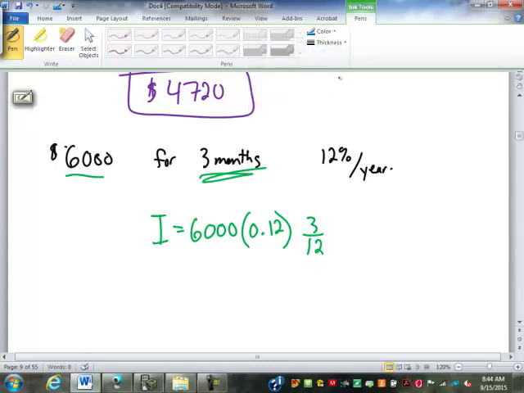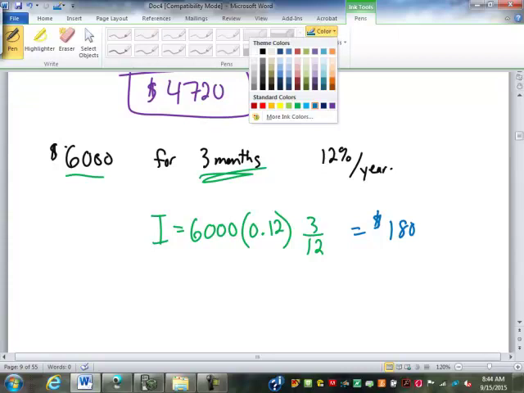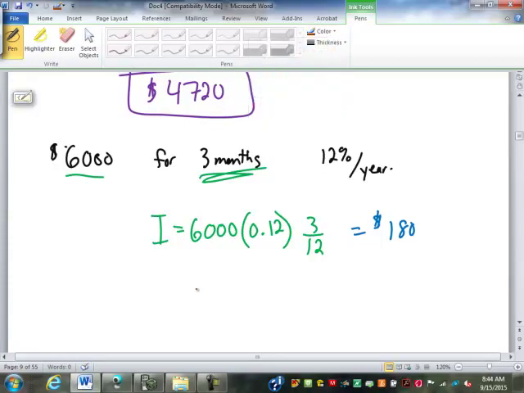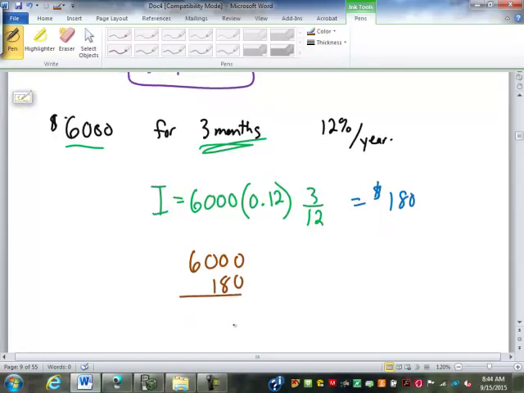So if I multiply that all out, what do I get? Get $180 for my interest, don't I? 6,000 times 0.12 times 3 over 12. Is that what you guys come up with? All of you that are punching it in? Okay. So we get $180 in interest. So then at the end, I have my 6,000 plus 180. I would have to pay back after 3 months $6,180. Not so bad?